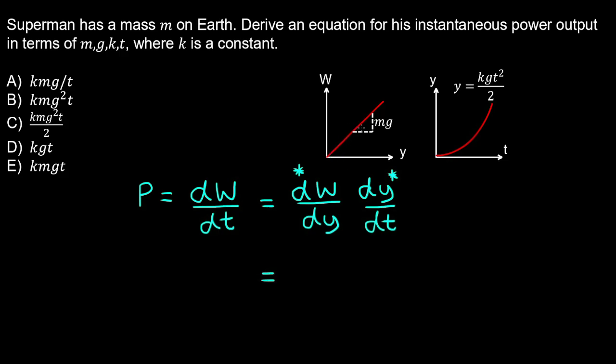So dW/dy is the slope of the work function, which is mg, and dy/dt is 2kgt on 2, which is kgt. So we can simplify this to kmg squared by t. So the correct answer is B.